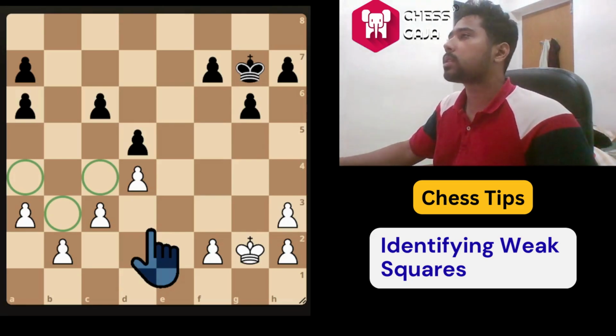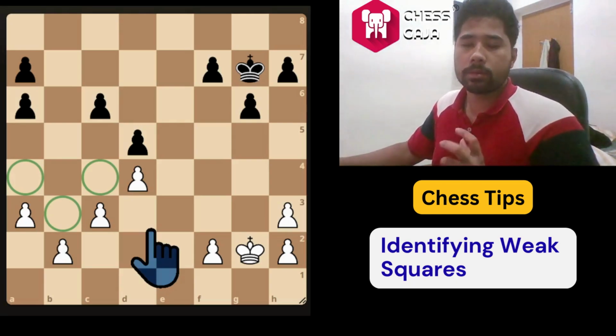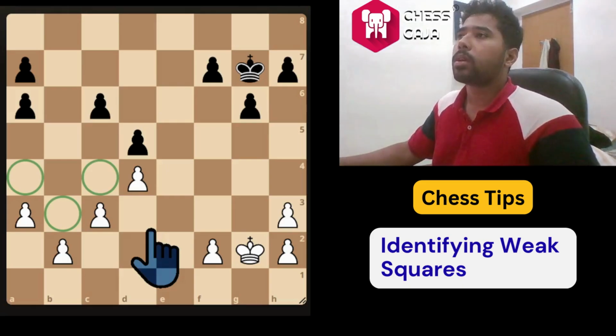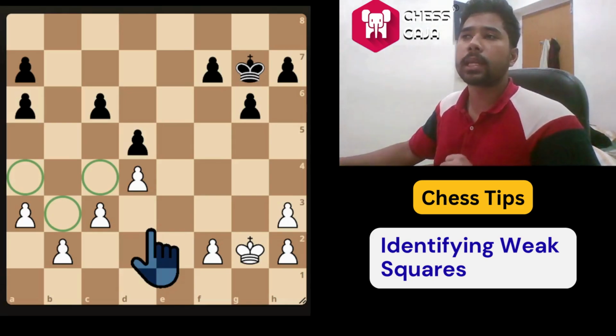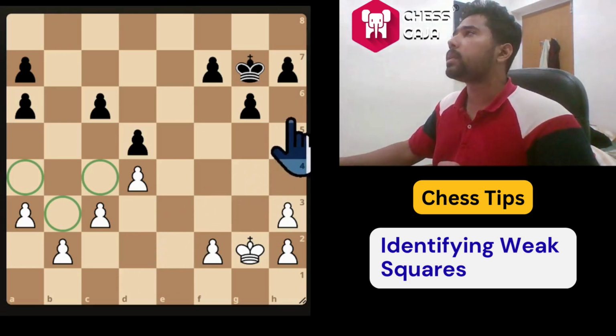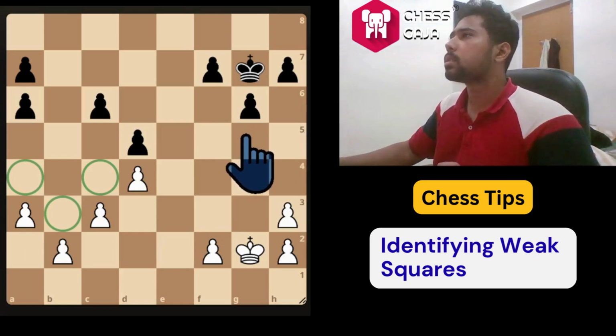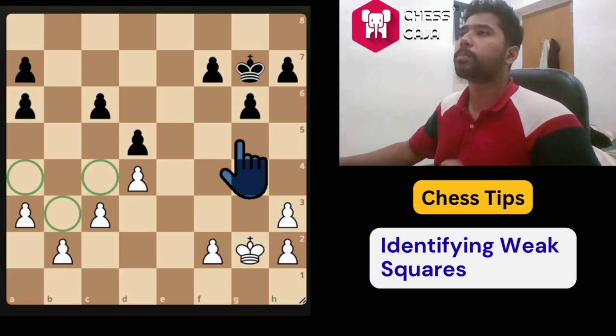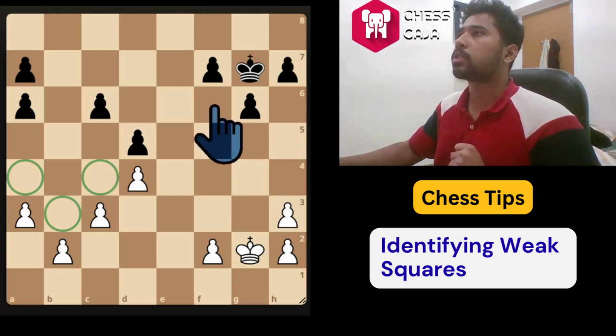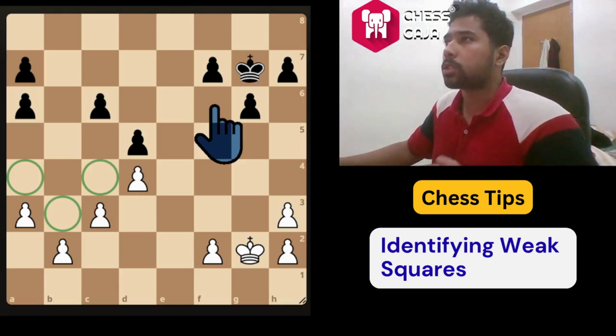So these weak squares have to be looked out for. Beginner players can rewind the video and listen again to what I'm saying. It's a very important concept. They can watch the video again and again until they understand. And intermediate players can easily get it, and they can use this concept in their own games in order to improve their plans of trying to infiltrate into the opponent's position.